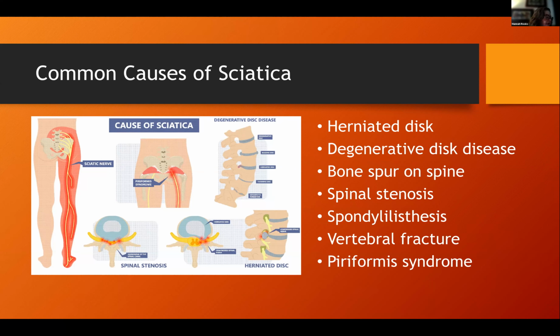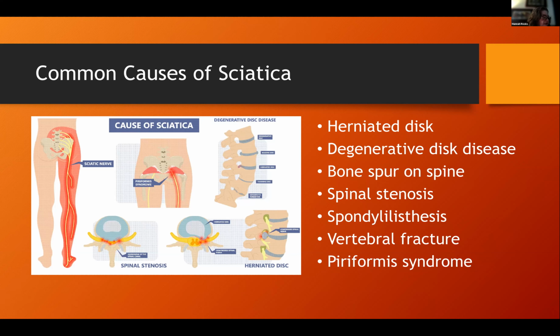A herniated disc is also sometimes called a slip disc or a ruptured disc, and it is the most common cause of sciatica. The disc between the vertebrae in the lower back may bulge or herniate, which causes irritation or it can compress the nerve itself at the sciatic nerve roots. It compresses the spinal nerve.